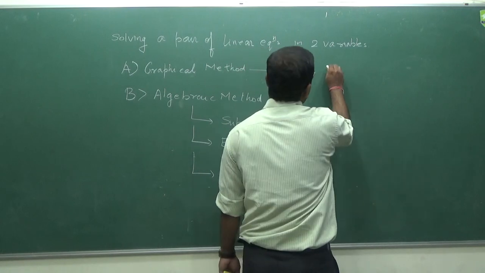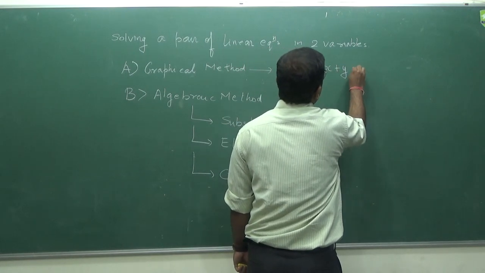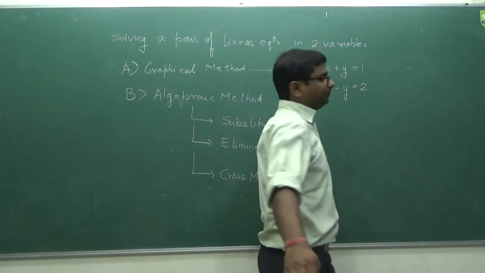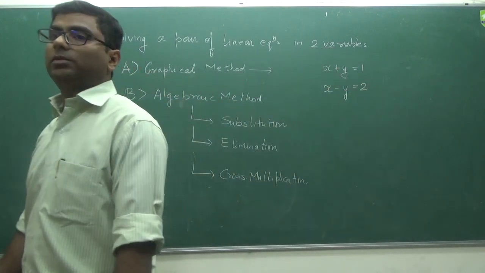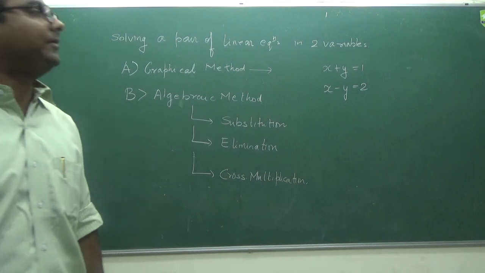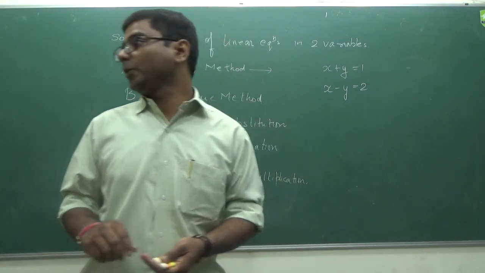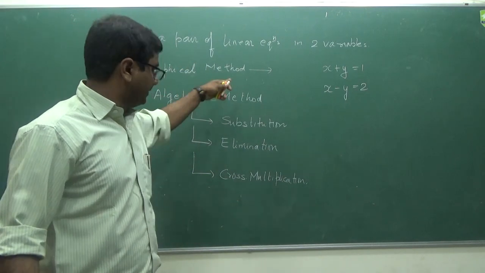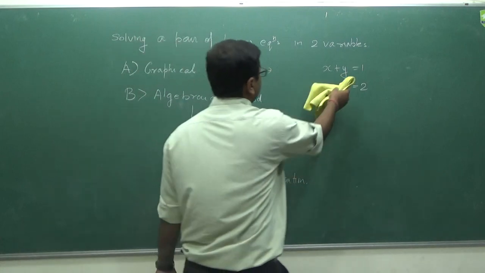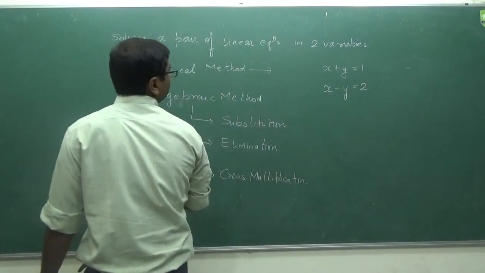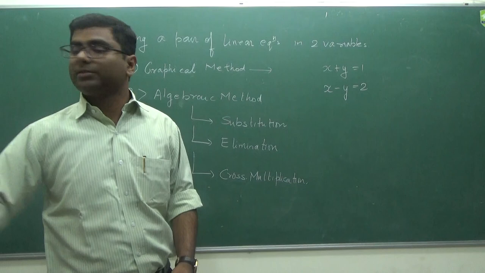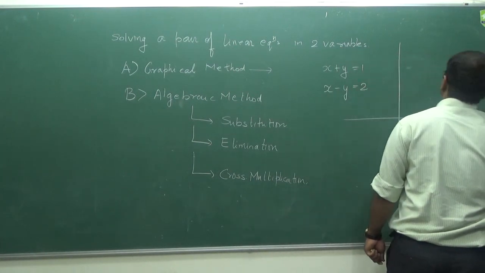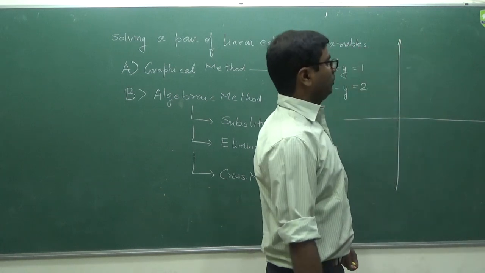So let us say I have x plus y equals 1 and x minus y equals 2. These are the two linear equations, right? And I have to solve them graphically. Okay? So, you remember these, right? Graphical method and then algebraic methods are these. Okay, so let us now solve these two. I'll draw the graph there itself. Let us say this is my x and y coordinate.